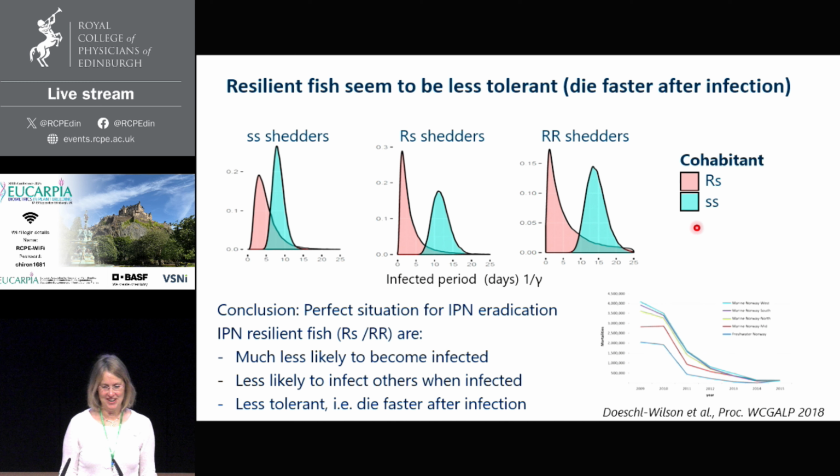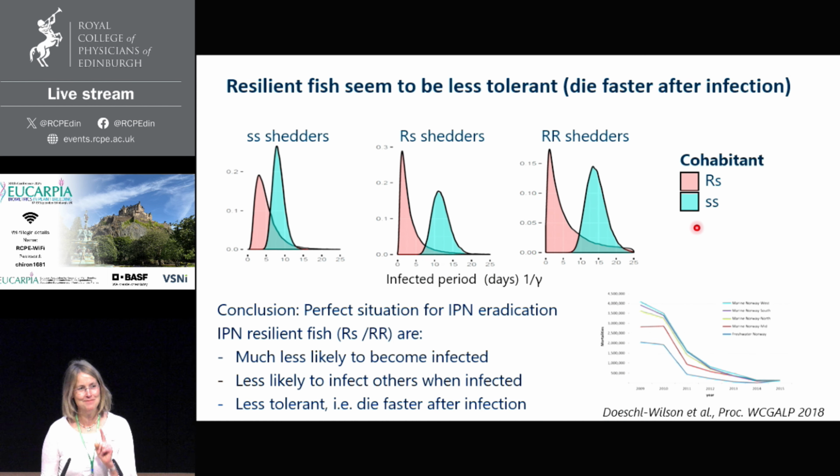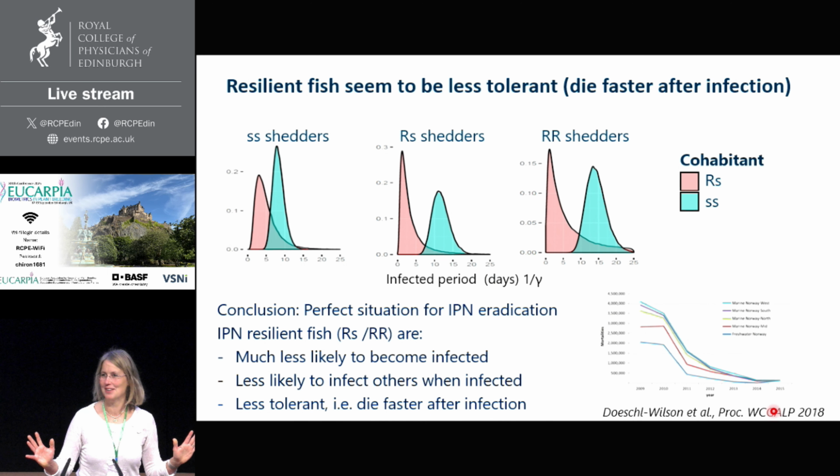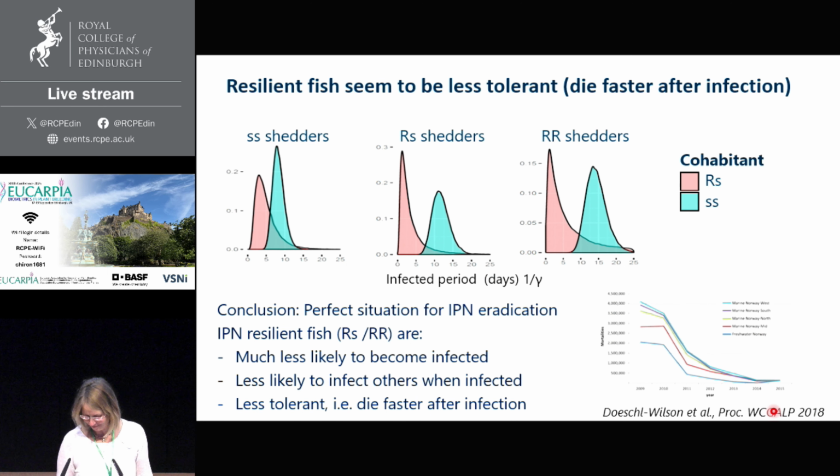If you carry that allele, you are less likely to become infected, you're less likely to infect others, and once you're infected, you die, so you don't have much chance to infect others. And this may well explain this massive success story. It was a small experiment, and it will need to be verified.